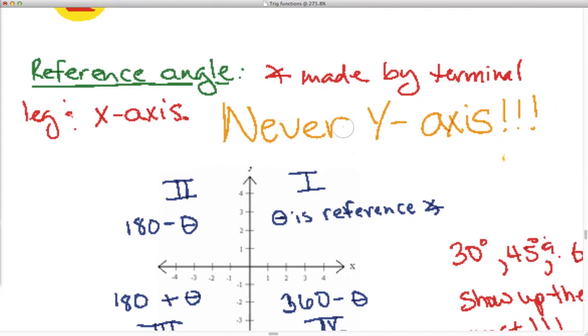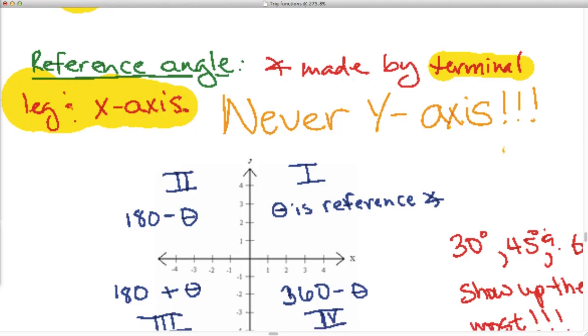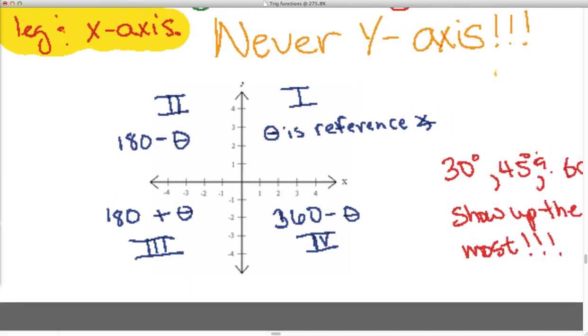A reference angle is an angle made by the terminal leg and the x-axis. I can't tell you how many times people try to connect it to the y-axis. Don't do it. It won't get you the right answer ever. So if we're dealing with degrees, in the first quadrant, it's always theta as a reference angle, and then you do 180 minus theta in the second, 180 plus theta in the third, and 360 minus theta in the fourth.